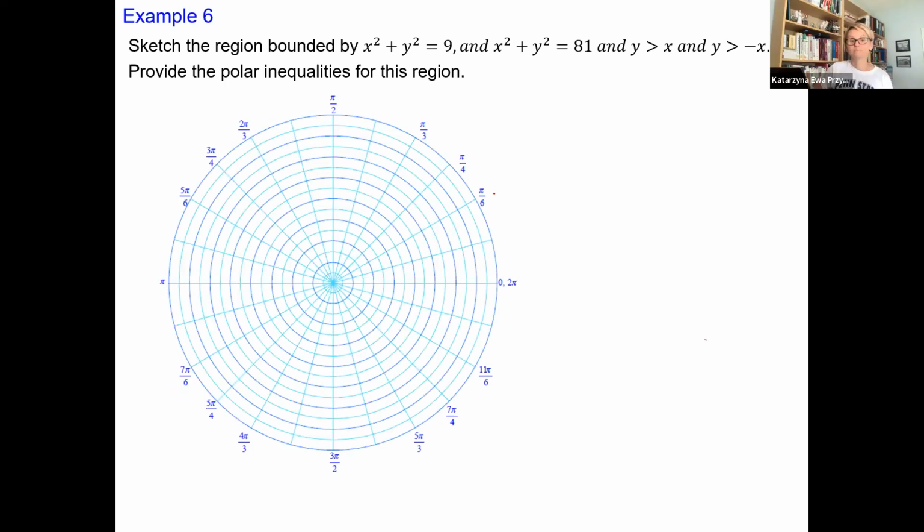Okay, let's try this one, because this will be kind of like the question that you will see this week. Sketch the region bounded by, in Cartesian, x squared plus y squared equals 9, x squared plus y squared equals 81, and y greater than x, meaning that we have to draw the line y equals x and everything above, and y greater than negative x. We have to draw the line y equals negative x and everything above. And now we will sketch the region, and we have to provide the polar inequalities for the region.